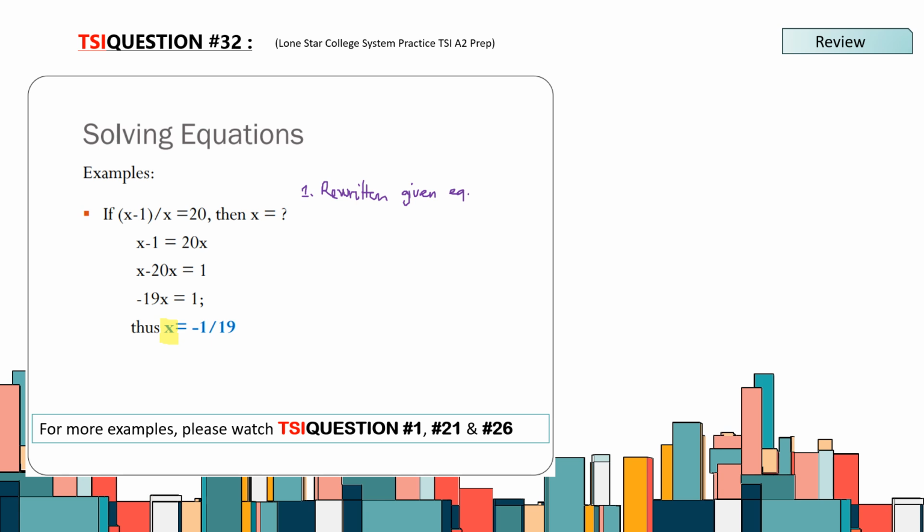In this case, we have x minus 1 over x, that is the fractions, equal 20. Okay, so we have to rewrite when we have the fractions. We want to get rid of the square root. We want to distribute the exponent.